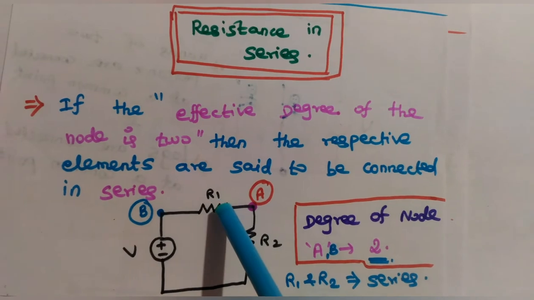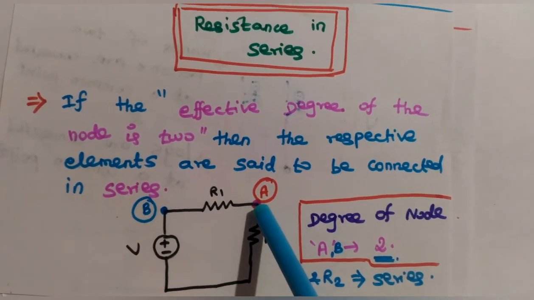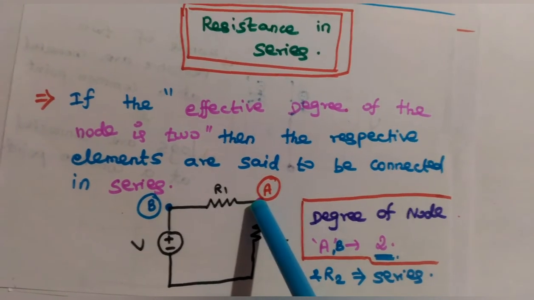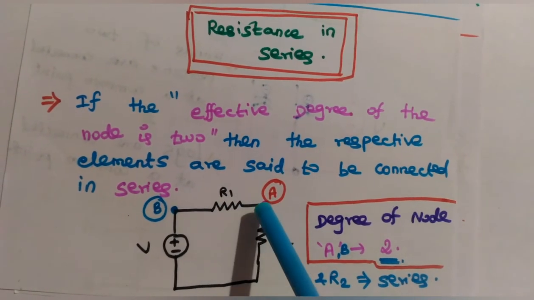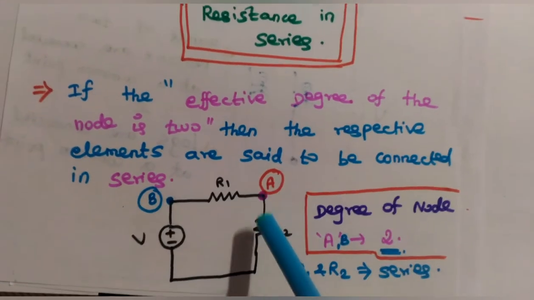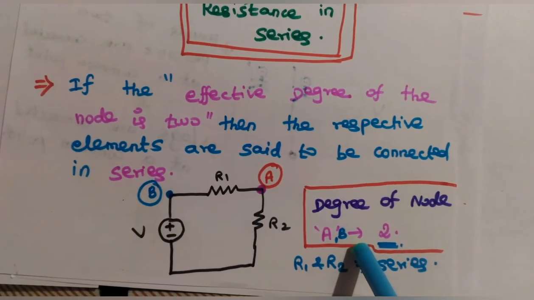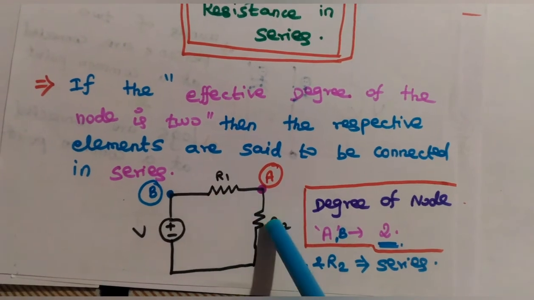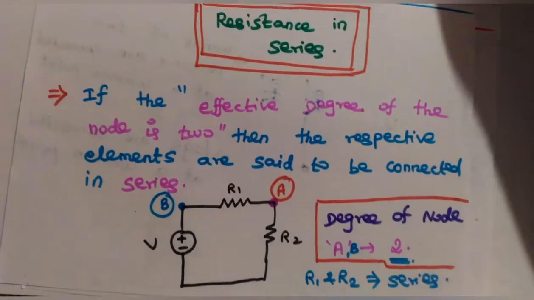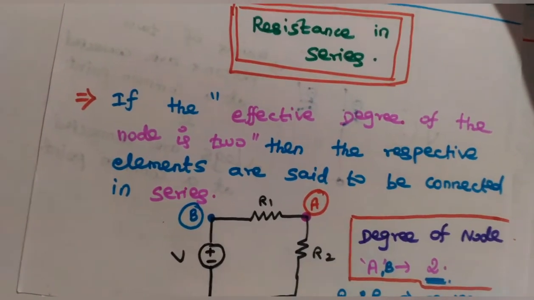And R1 and R2 are again connected at node point A. Here also the degree of node A will be 2, because only two elements are connected at node A. So if the degree of the node is 2, then the elements R1 and R2 are both connected in series. Okay, so series means the degree of that node is 2.